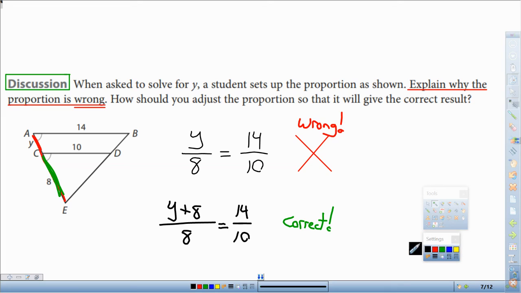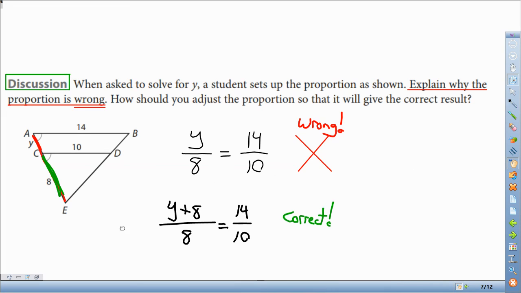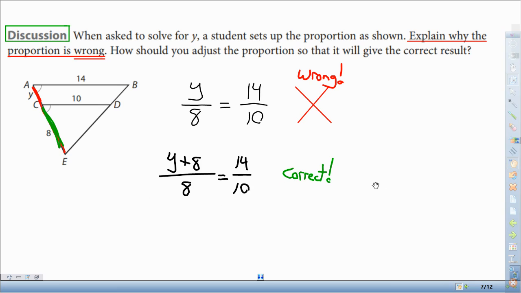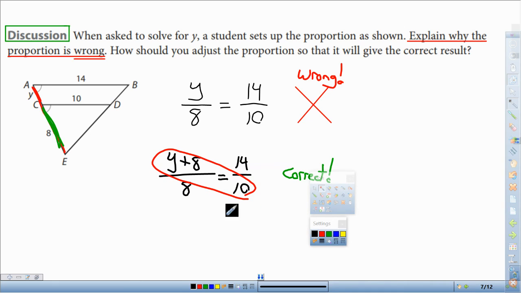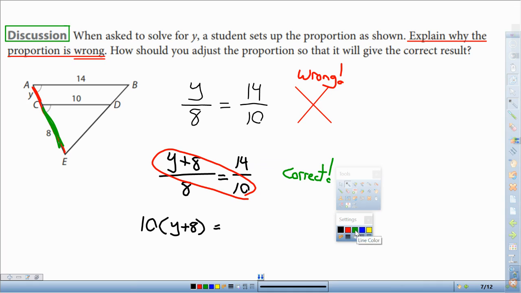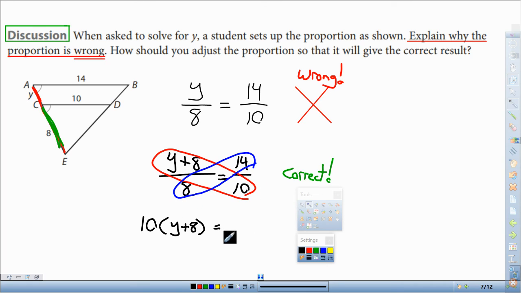Which by the way, they didn't ask us, but let's actually go one more step. Let's solve this thing for y. Let's go ahead and cross multiply. So this is going to be 10 times y plus 8. When I write this, I need to write it like this: 10 is being multiplied by all of y plus 8, so I need to put that in parentheses. Over on the other side, we have 14 times 8. I'm just going to do that math in my calculator, and it looks like I'm getting 112.